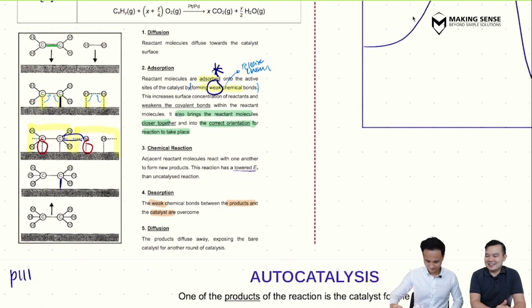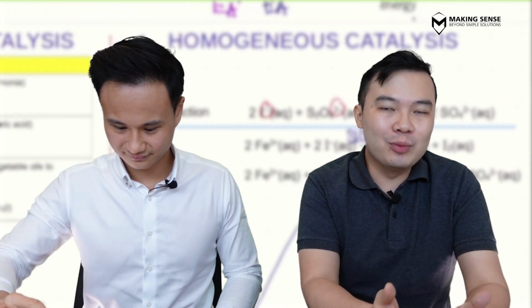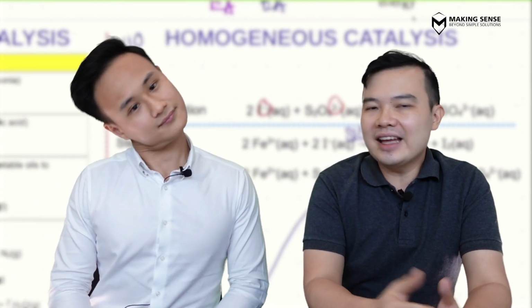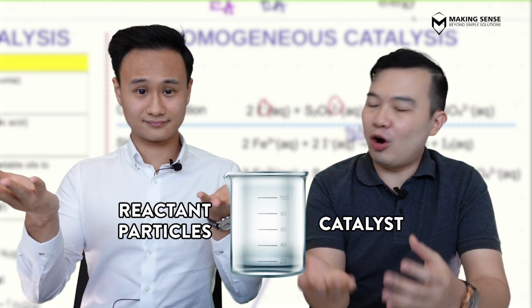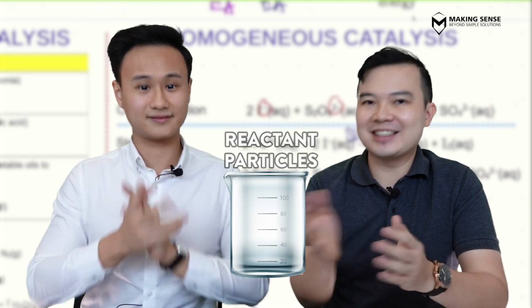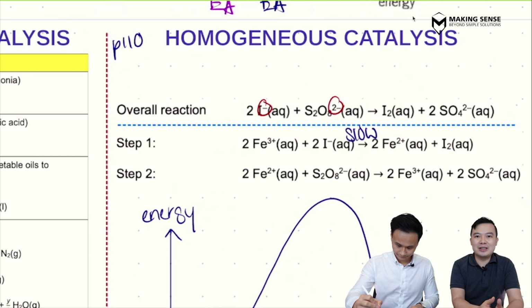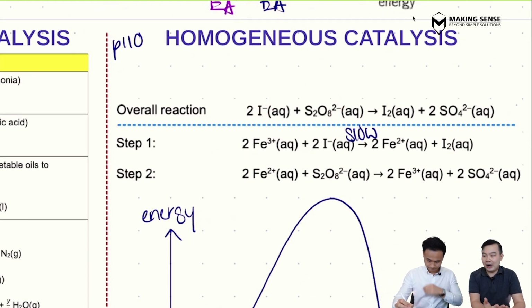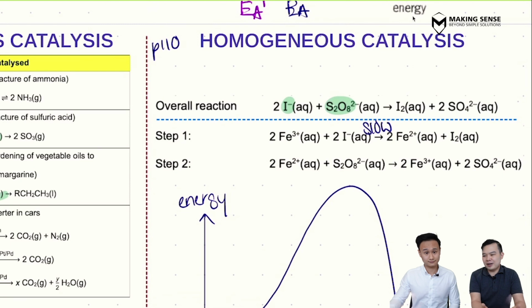All right. Nice. So next, we're going to see the comparison of the other kind, which is called homogeneous catalysis. And that is going to be where your reactant particles, as well as your catalyst, are all going to be in the same phase, not same state, but same phase. So I'll give you an example over here. We're going to take a look at a reaction between your iodide, as well as your S2O8 2-, that's called peroxydisulfate. This particular reaction actually is a very difficult reaction to happen.